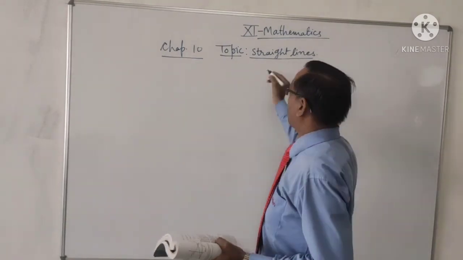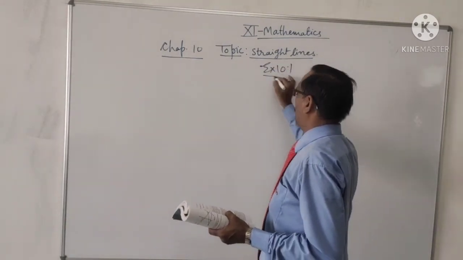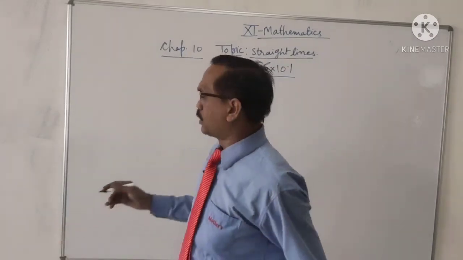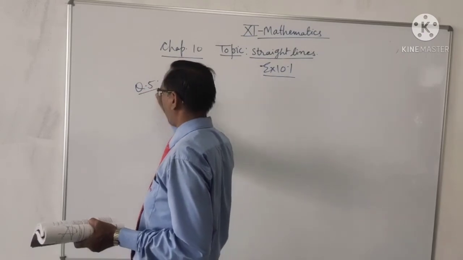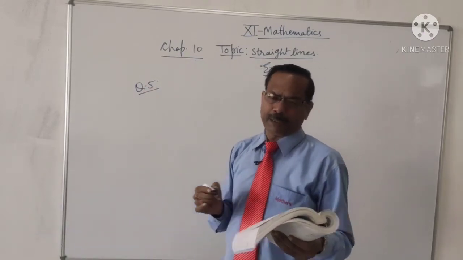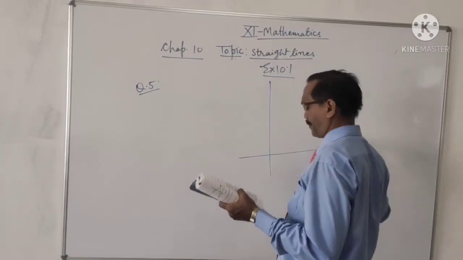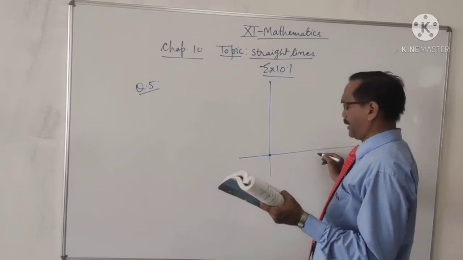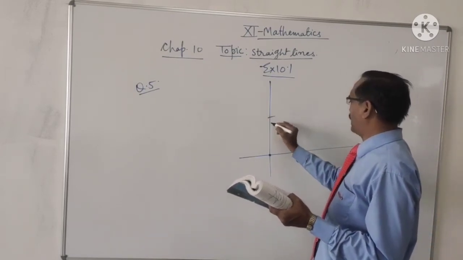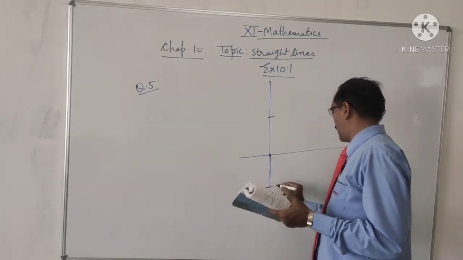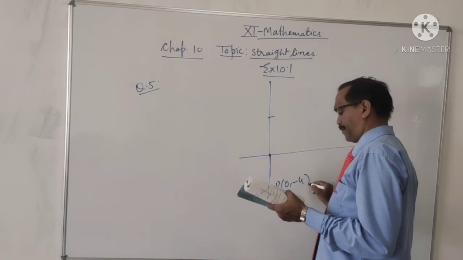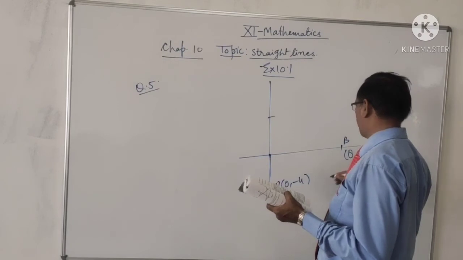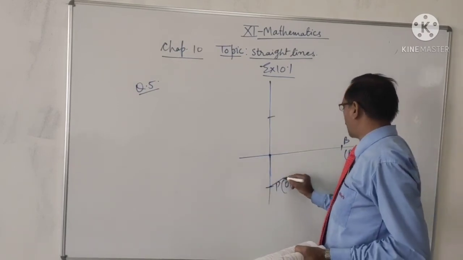Students, now the exercise 10.1. The first 4 questions are not on the topic straight line. So I am solving question number 5. Find the slope of the line which passes through the origin and the midpoint of the line segment joining the points P 0, minus 4 and B 8, 0. So you have to find the midpoint of this line.